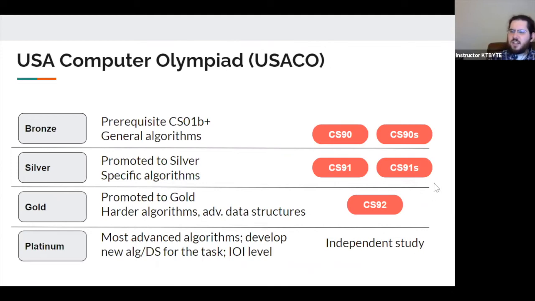One other thing you see in the classes here is for bronze and silver division, we have S classes, which stands for study group classes. We would recommend at this point that everyone plan to do the introductory class, unless you've already looked at the algorithms on your own through some other course or other training, and then also do the study group style class.